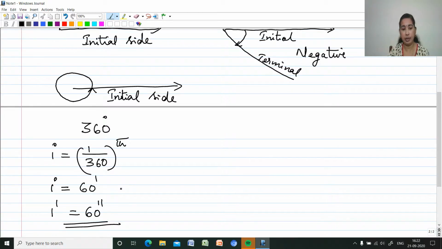Now from the lower classes onwards we are studying about degree. But not only degree, there is another measurement that is called radian measure. So till now we have heard only about degree measure. Now another form of angle measurement is radian.